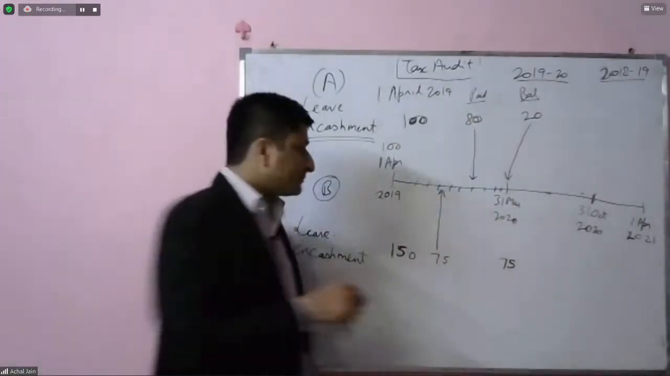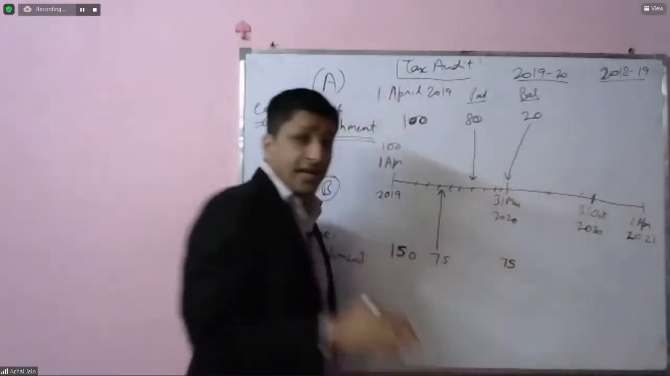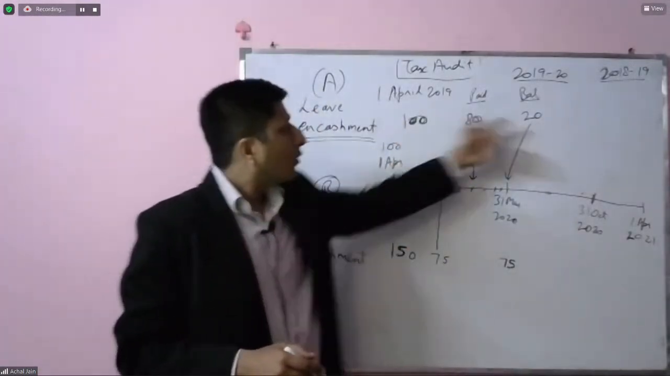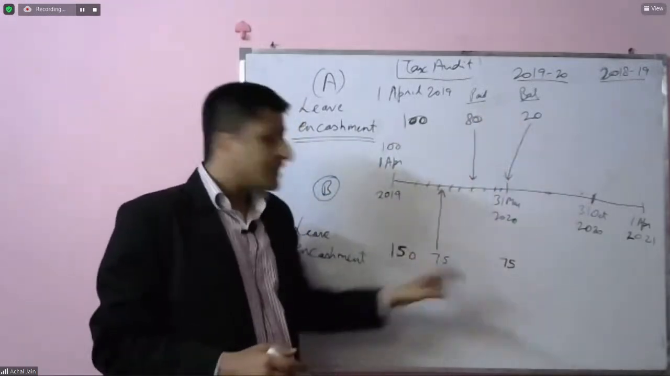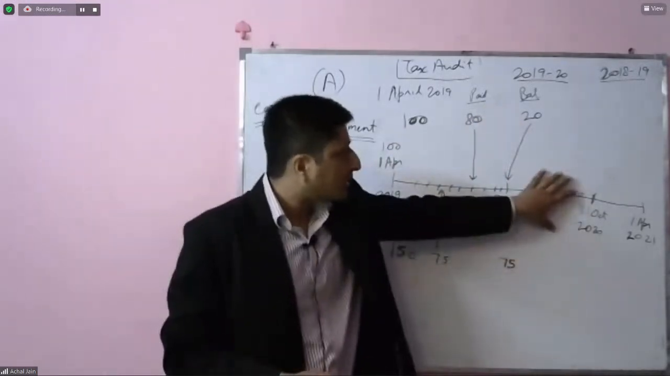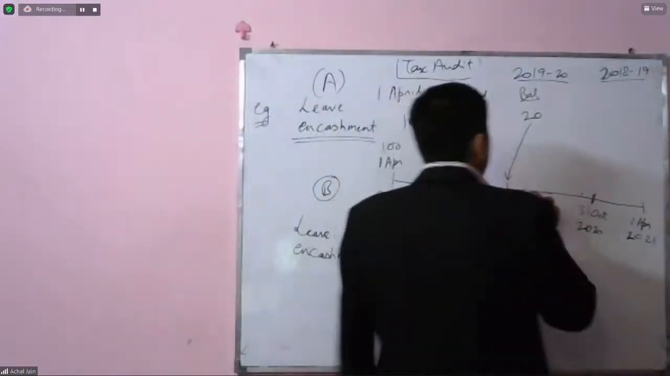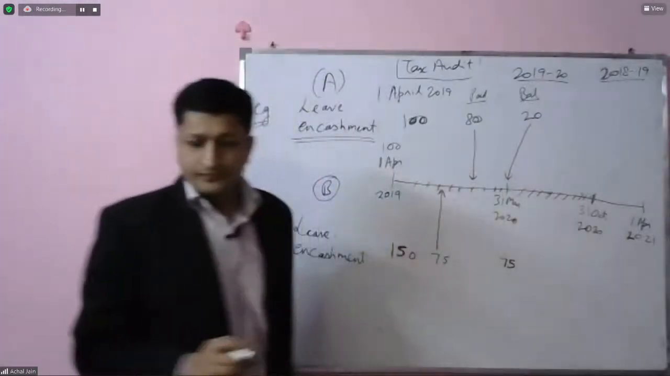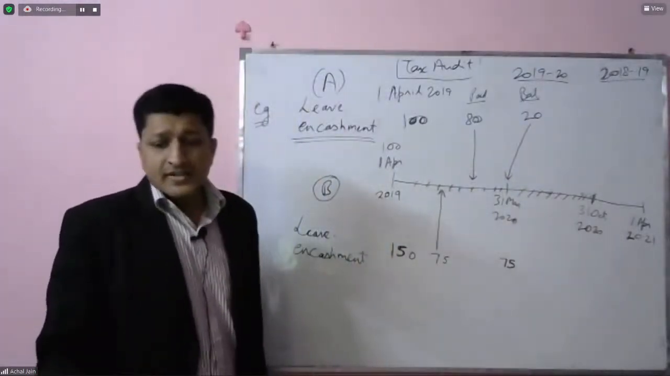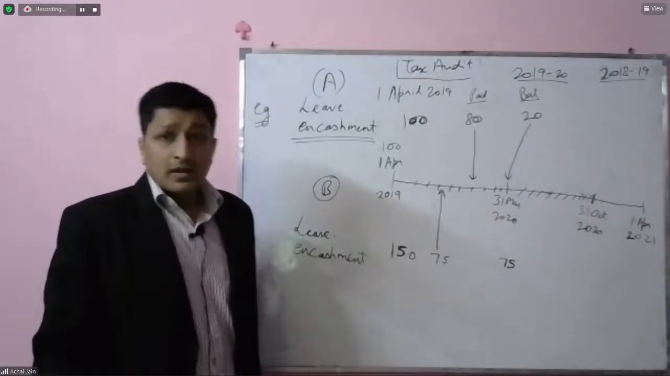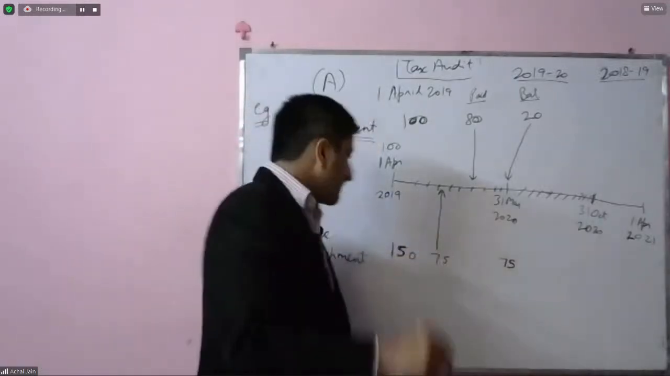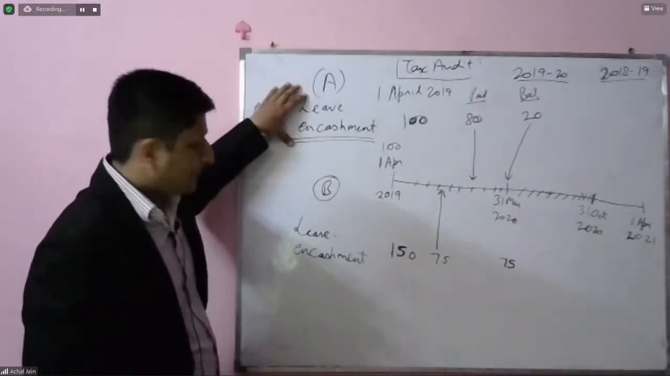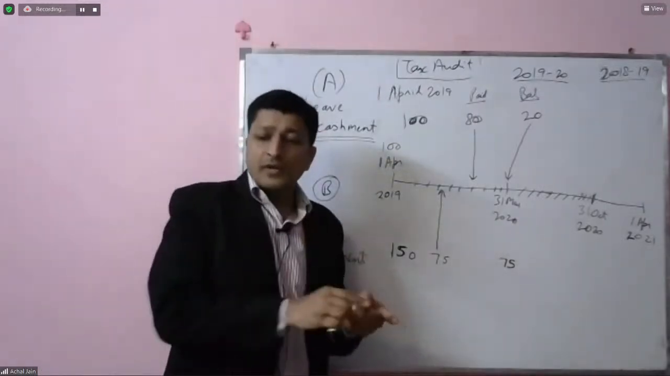Now assuming that nothing is paid out of this, and nothing is paid out of this up to the due date. Let's suppose nothing is paid up to the due date. In such a case, in the next year's Form 3CD, in clause number A, what amount will be reported?